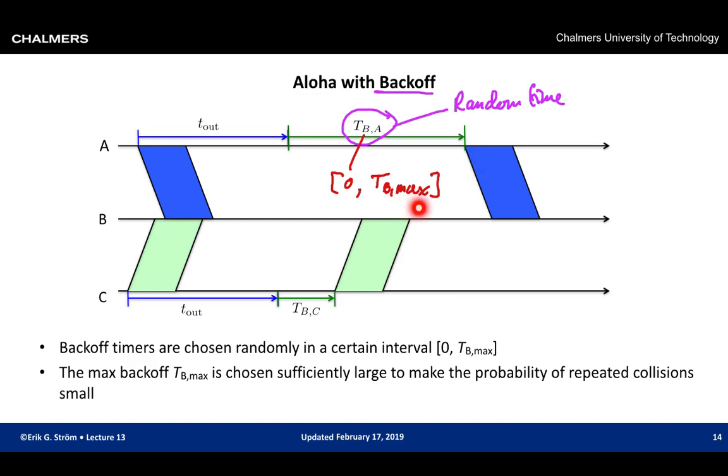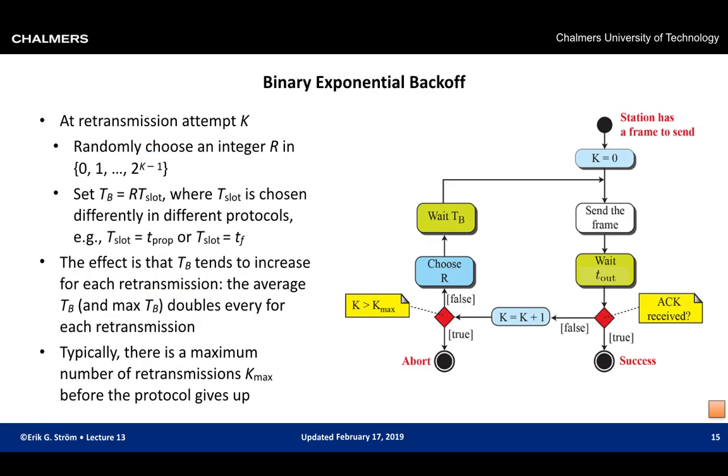So we want to make TB max as small as possible, but not too small, because if it's too small, we get more collisions. So either we have collisions or we have delays. Both of them are bad, so we need to balance those, right? You follow me? Okay. So how to do that?